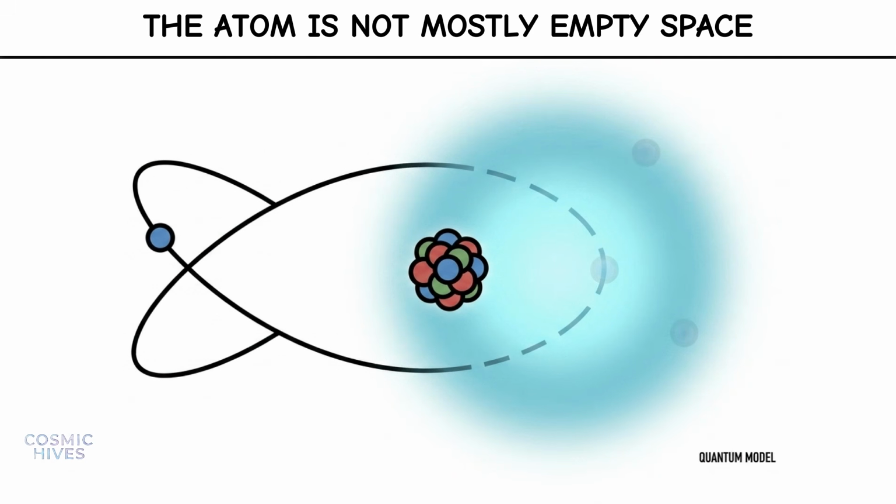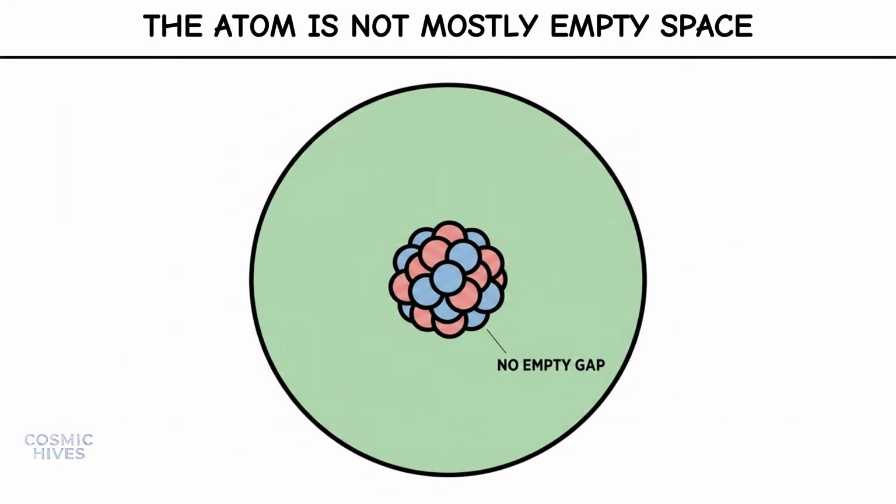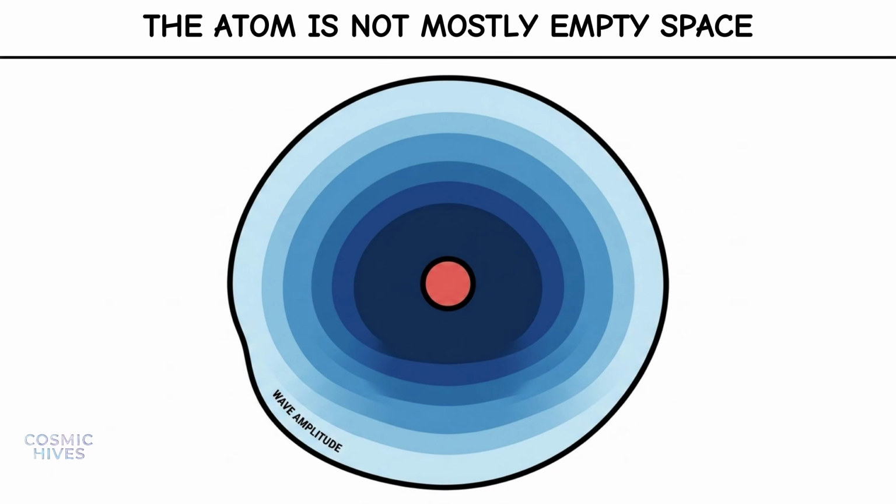Under the quantum mechanical model, this description does not hold up. The electron is not a tiny marble sitting somewhere specific in that gap. It is a standing wave, a probability cloud that fills the entire volume of the atom simultaneously. There is no empty gap between a point particle electron and the nucleus, because the electron is not a point particle sitting at a distance in the first place.